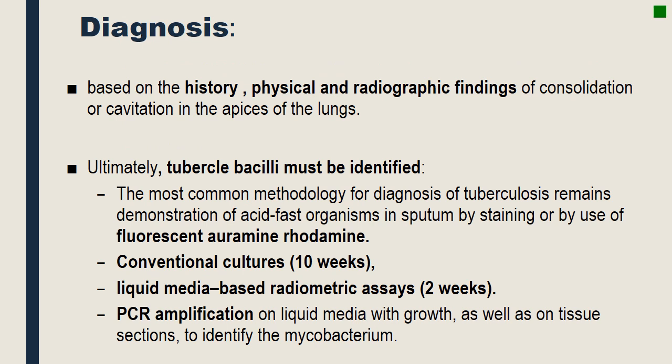The diagnosis of pulmonary disease is based on history, physical, and radiographic findings of consolidation or cavitation in the apices of the lungs. Ultimately, tubercle bacilli must be identified by one of the following methods: demonstration of acid-fast organisms in the sputum, and this can be by staining or by the use of the fluorescent dyes auramine and rhodamine, and this is considered the most common methodology for diagnosis of tuberculosis.